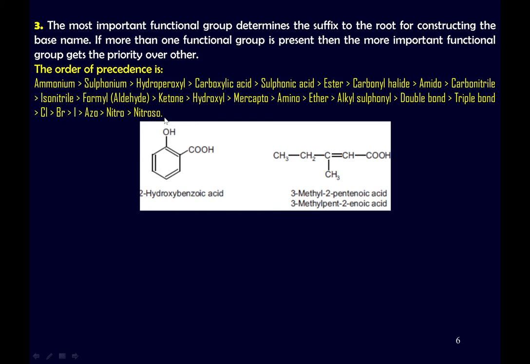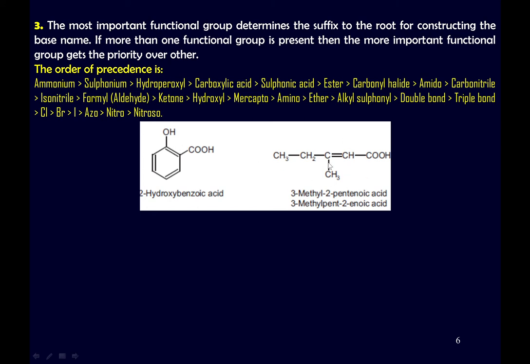2-hydroxybenzoic acid. Now we have to discuss why we call it so. Why can't we call it 2-carboxyphenol? Let us check our list. In the order of priority, COOH gets more preference over the hydroxyl. Therefore, our root name or base name becomes benzoic acid, and the hydroxyl becomes a prefix.